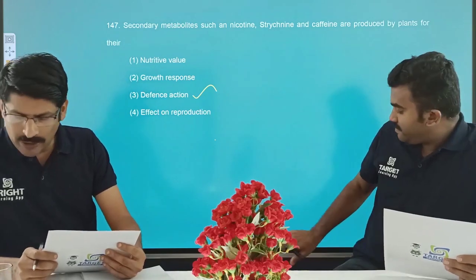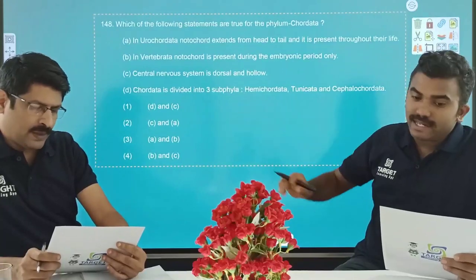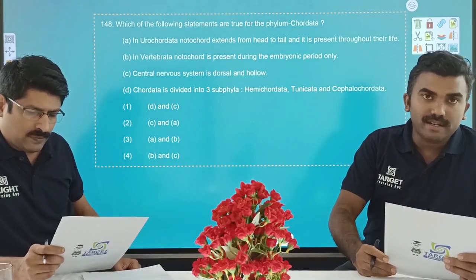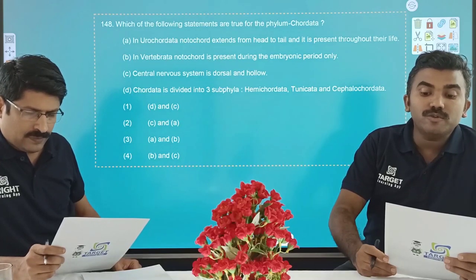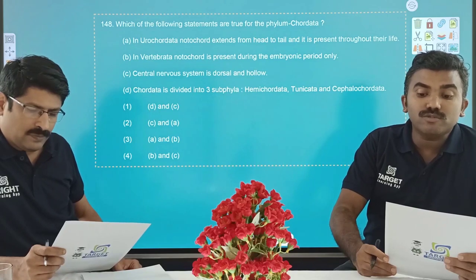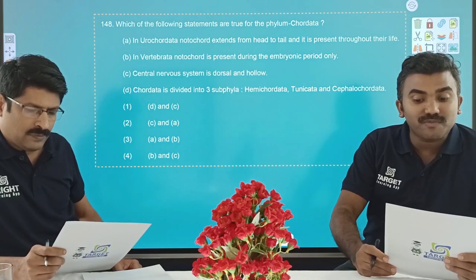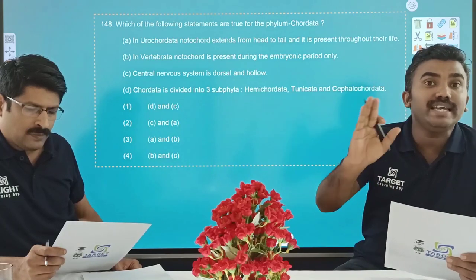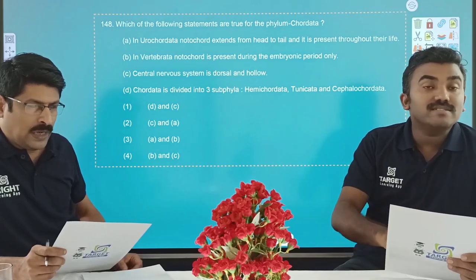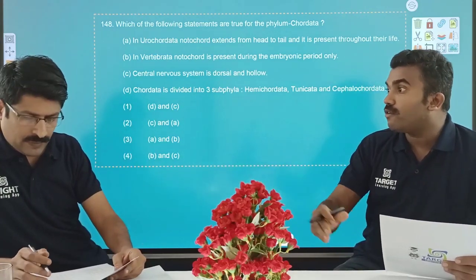And the 148th question, I think it is coming from Animal Kingdom. The question is, which of the following statements are true for the phylum Chordata? First one, in Urochordata, notochord extends from head to tail and it is present throughout their life. It is entirely wrong because in Urochordata, we can see the notochord only in the larval tail. It is not extended from head to tail. If it is from head to tail, it is denoted as Cephalochordata.